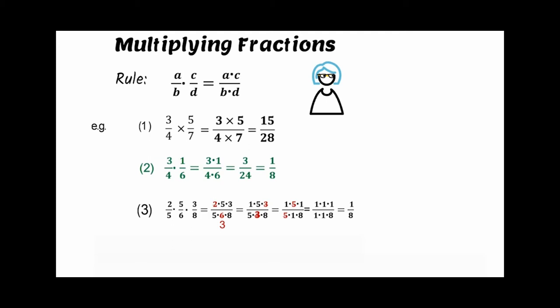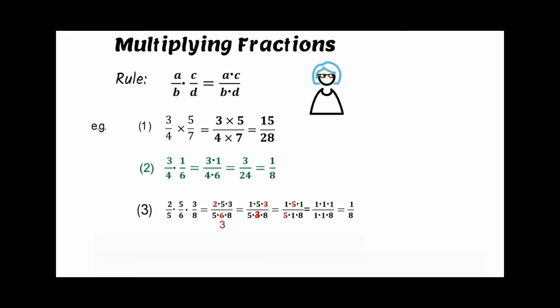Now here you already see that there are some common factors. The first common factor we have is 2, which is highlighted in red. So 2 is in common with the 2 in the 6 in the denominator. If we cancel out the 2, that leaves a 3 in the denominator. So the top becomes 1 multiplied by 5 multiplied by 3. And the bottom becomes 5 multiplied by 3 multiplied by 8.